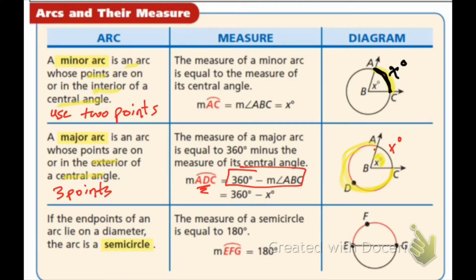Now if you have the endpoints of an arc that lie on the diameter, we're going to say that the arc is a semicircle. So here, when we look at this example, the arc starts at point E, goes through F to G. Well, here's my diameter. Since it starts and ends on the diameter, we're going to say that it's a semicircle or half a circle, and that's going to be a measurement of 180 degrees.